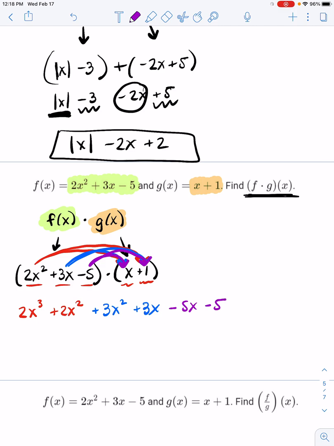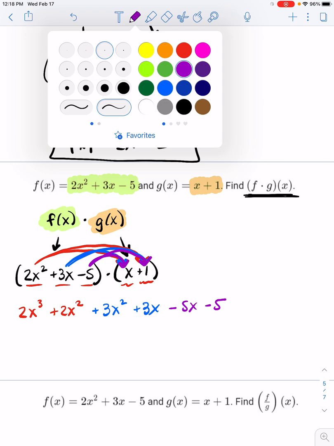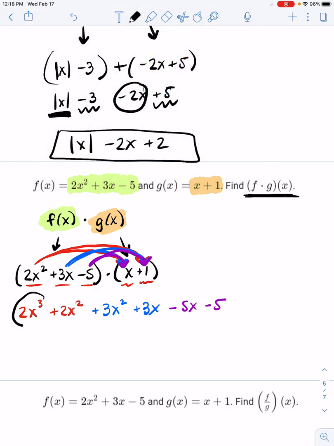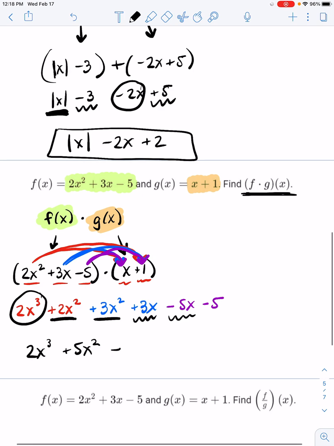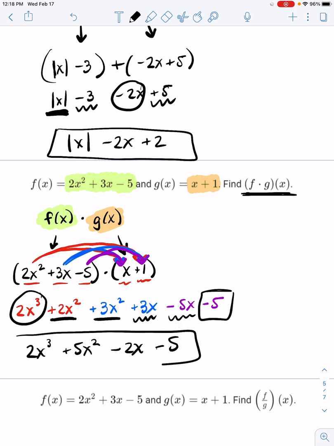Okay? Now let's combine like terms if we can, and I like this because they're normally close to each other. They're kind of together, okay? So the 2x cubed, that's the only term with an x cubed, so we just leave it 2x cubed. Then I have 2x squared and I have 3x squared. So 2 plus 3 is 5x squared. I leave that alone. Then I have 3x plus a negative 5x, or 3x minus 5x is negative 2x. And then I have this negative 5 is just by itself. So minus 5. And that's your final answer when you multiply those together.